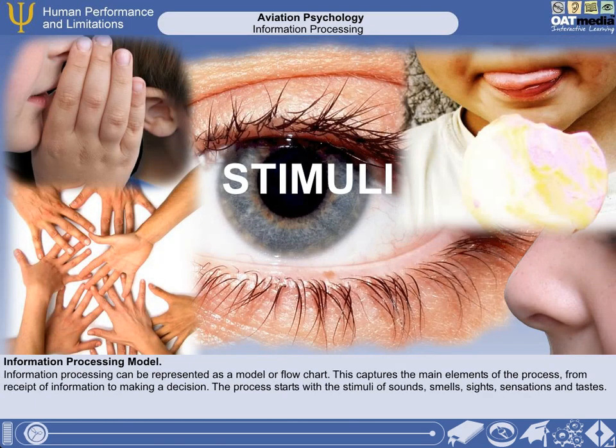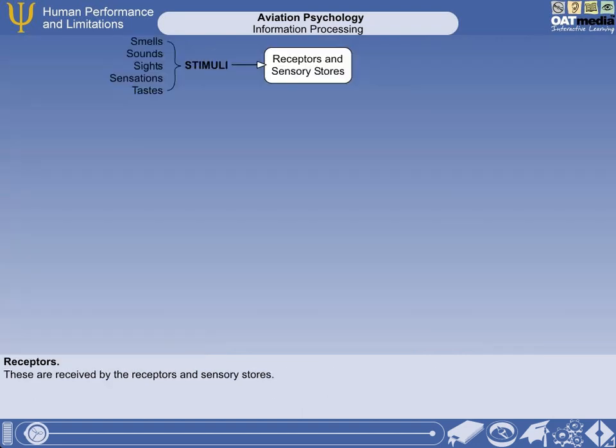Information processing can be represented as a model or flowchart. This captures the main elements of the process, from receipt of information to making a decision. The process starts with the stimuli of sounds, smells, sights, sensations, and tastes. These are received by the receptors and sensory stores.